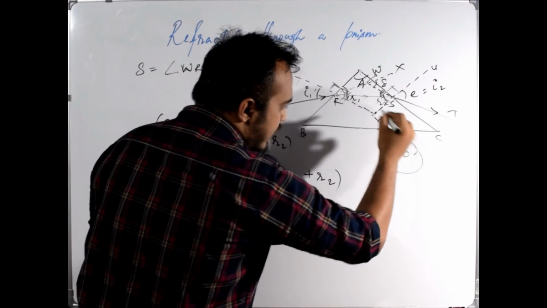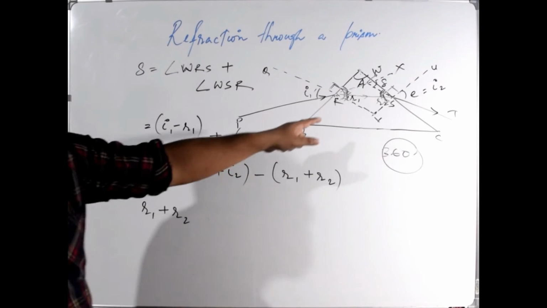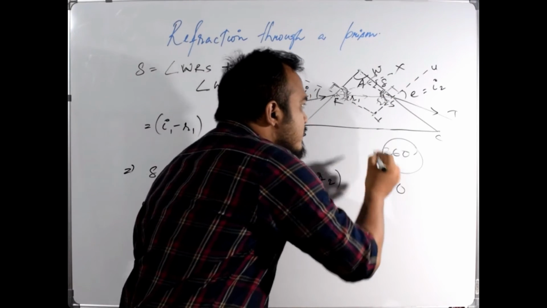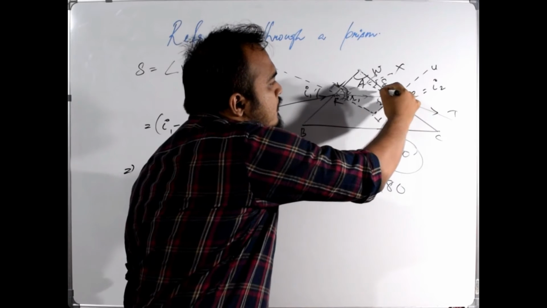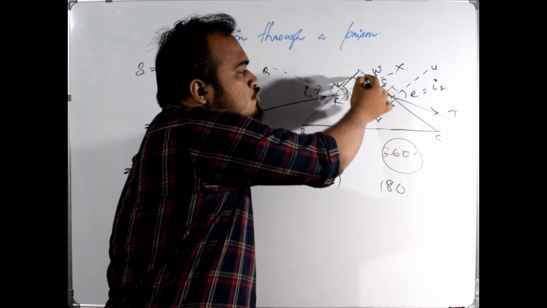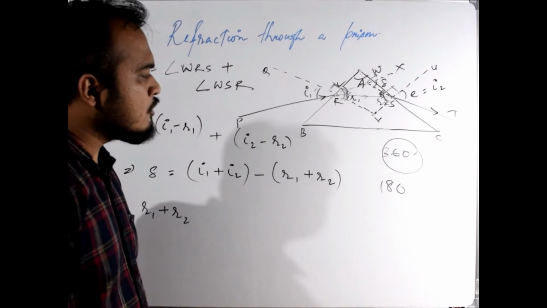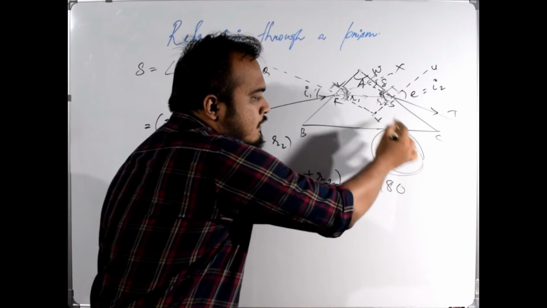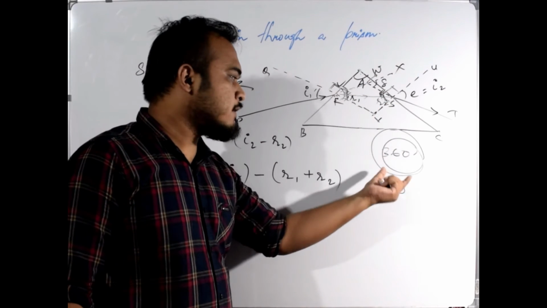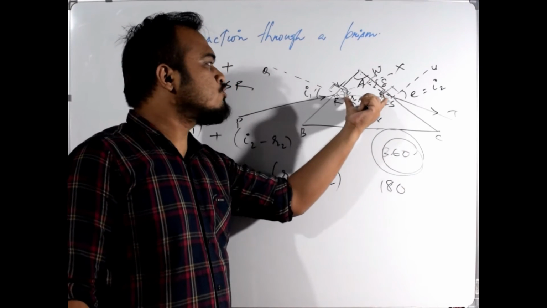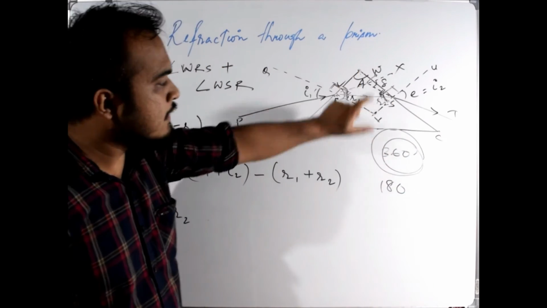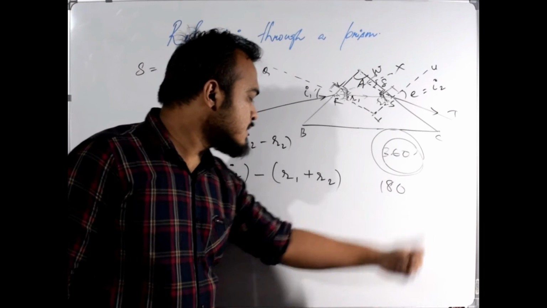The sum of all the angles in a quadrilateral is equal to 360 degrees. The sum of these two angles is equal to 180 degrees. So what will be the sum of these other two angles? It will also be equal to 180 degrees, because the sum of all the angles of a quadrilateral is equal to 360 degrees. Then 180 plus 180 will be equal to 360.